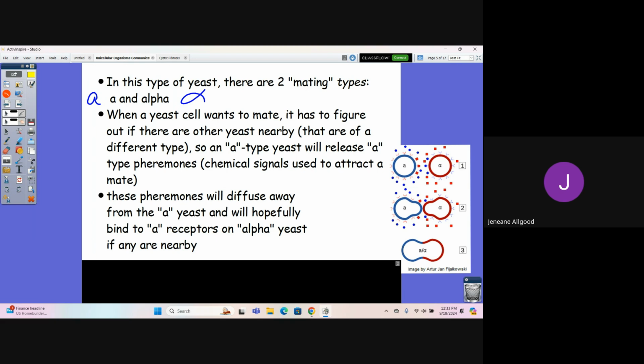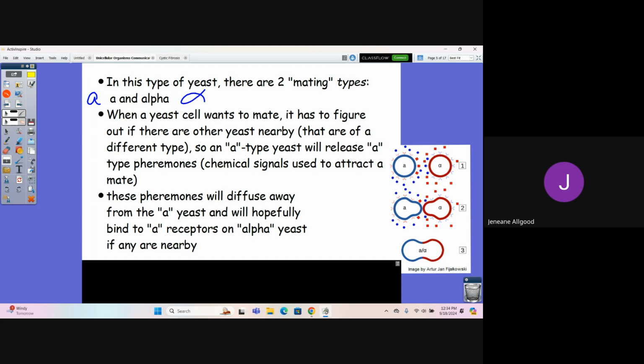But what we're hoping is that at least some of those A pheromones will bind to receptors on the alpha type cell. And that's going to let the alpha cell know, oh, there's an A yeast nearby. Let me send out my alpha pheromones and make sure that they know that I'm here. Okay, so in response, the alpha yeast are also going to be sending out their alpha pheromones.